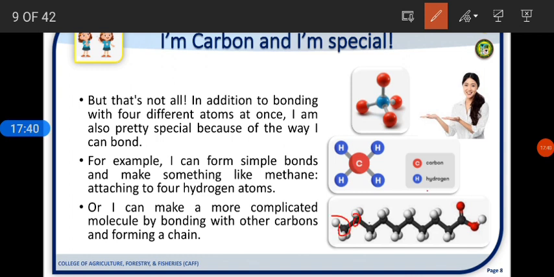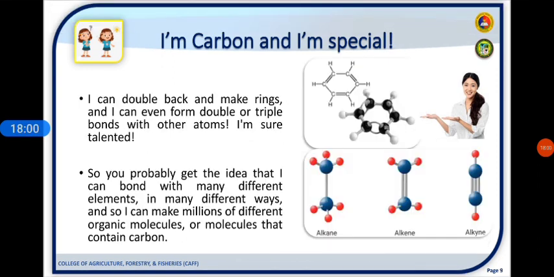The black balls you have there in our model each represent a carbon. So it is carbon, carbon, carbon, and so on, making a long carbon chain. Not only does it form long carbon chains, but it can also form rings with double or triple bonds.